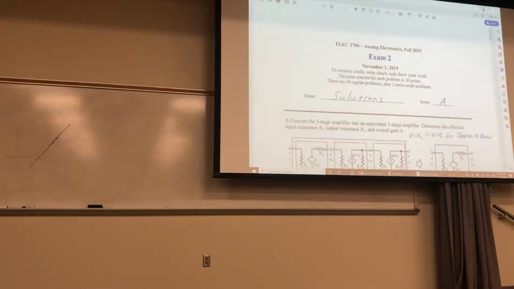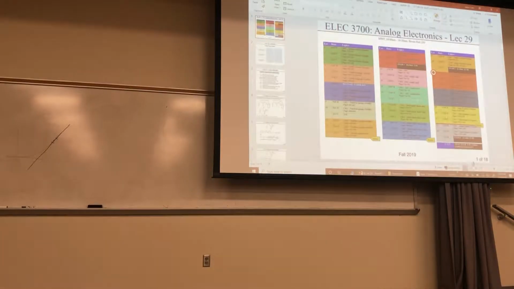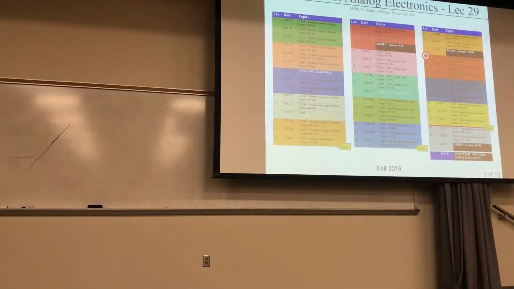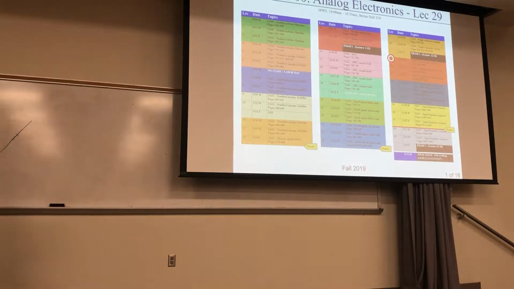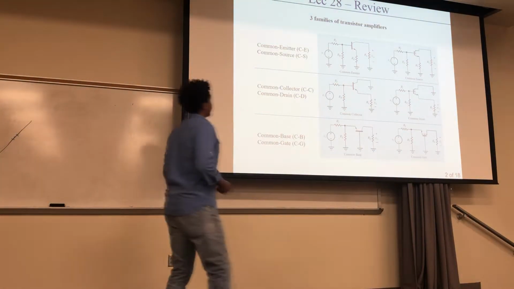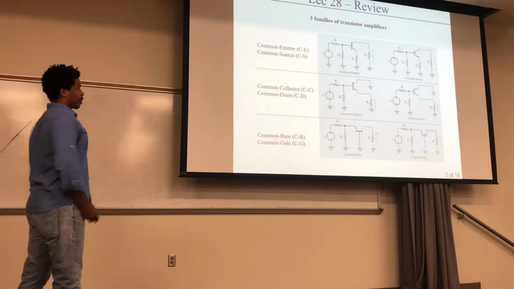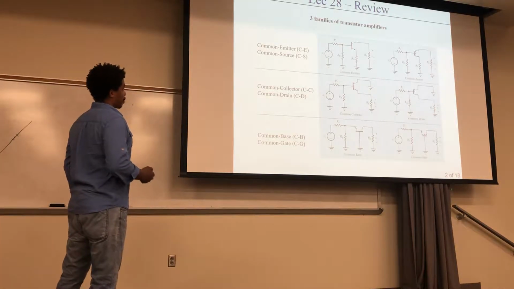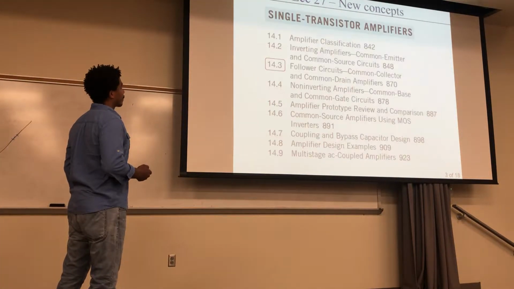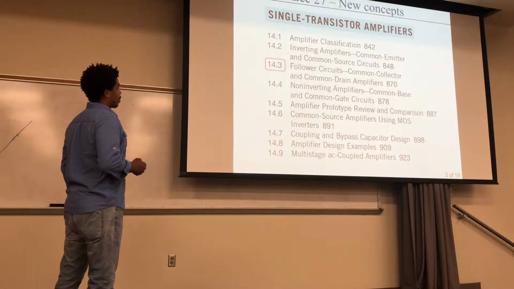Okay, so any other questions before we do the lecture? Okay. Okay, so continuing on, we're on lecture 29. So we're just going to continue on where we left off, and basically we were going through these types of families of amplifiers, these transistor families. So we're going to talk today about follower circuits, common collector, and common drain.